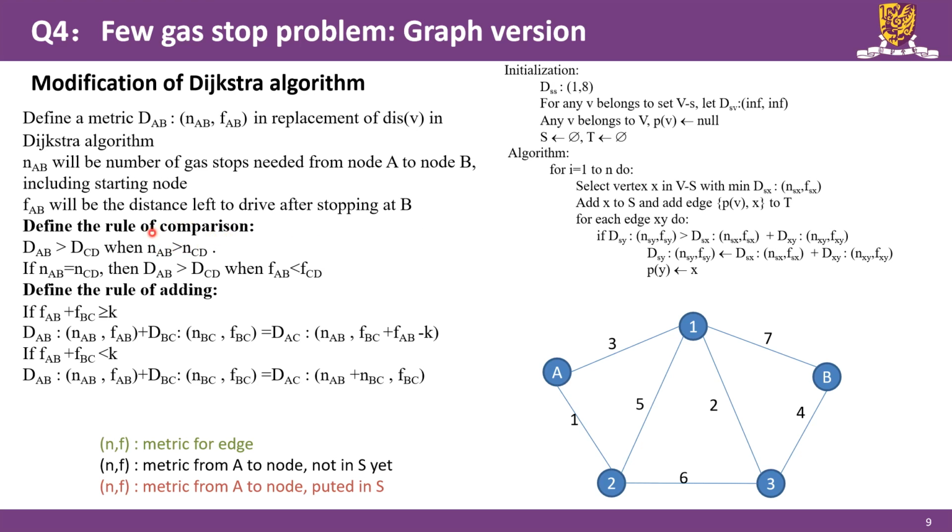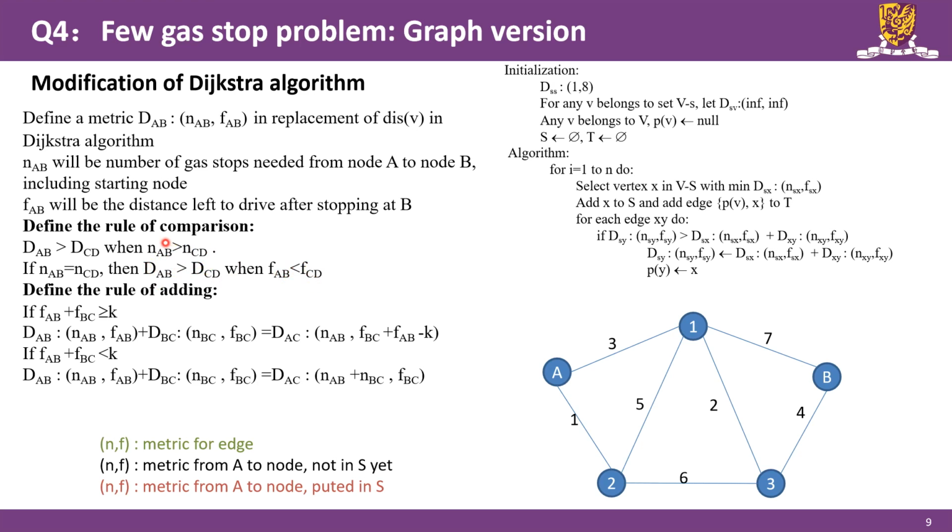So first we will compare N, the first element of DAB. If the number of stops that AB has is bigger than the number of stops that CD has, then we will directly say that DAB is bigger than DCD. And if we have the case that NAB is equal to NCD, then we will compare the latter part. However, for this part we will use a reverse rule. So if FAB is lower than FCD, then we will say DAB is bigger than DCD.